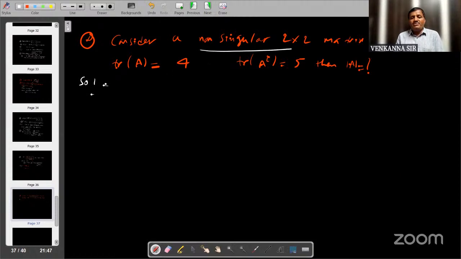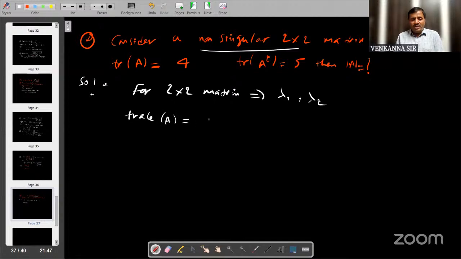A non-singular matrix means the eigenvalues are not equal to zero. For a 2 by 2 matrix, how many eigenvalues are there? Two eigenvalues, lambda 1 and lambda 2, are possible. Trace of A is equal to the sum of the eigenvalues: lambda 1 plus lambda 2 is 4.